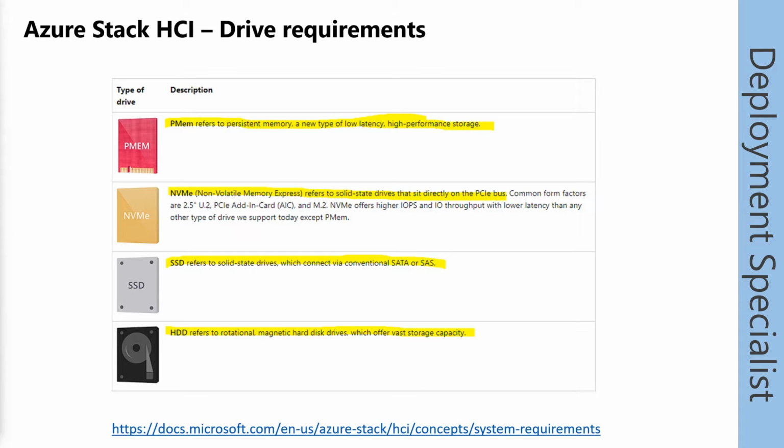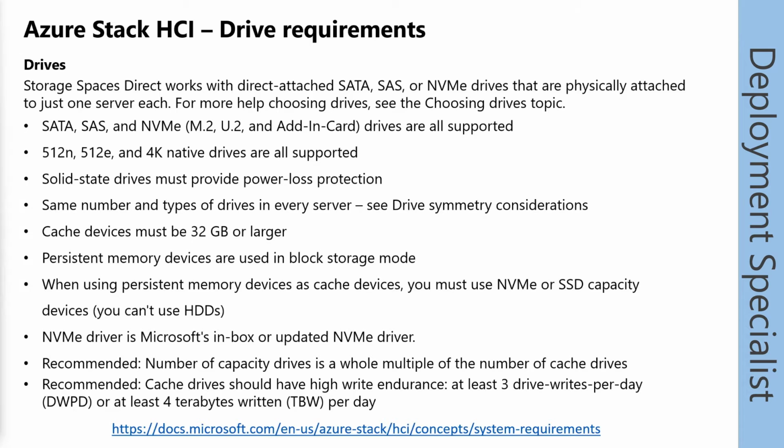On the capacity layer, we need minimum 4 drives. On the cache layer, if it's present, we need minimum 2 drives. The drive requirements are very flexible regarding the drive type. So we have support for serial ATA, SAS, NVMe drives. We have different form factors for the NVMe drives that are supported. We have different hard disk emulations that are supported.